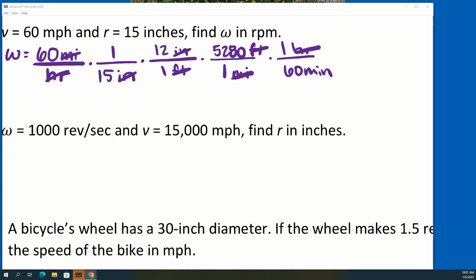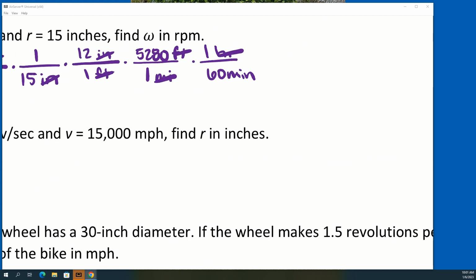But what we want is revolutions per minute. So where would I want to put the revolutions? Revolutions on the top. So revolutions per minute means revolutions on the top, minutes on the bottom. So 1 revolution. And what do you guys think about the bottom? 2.5. Good.